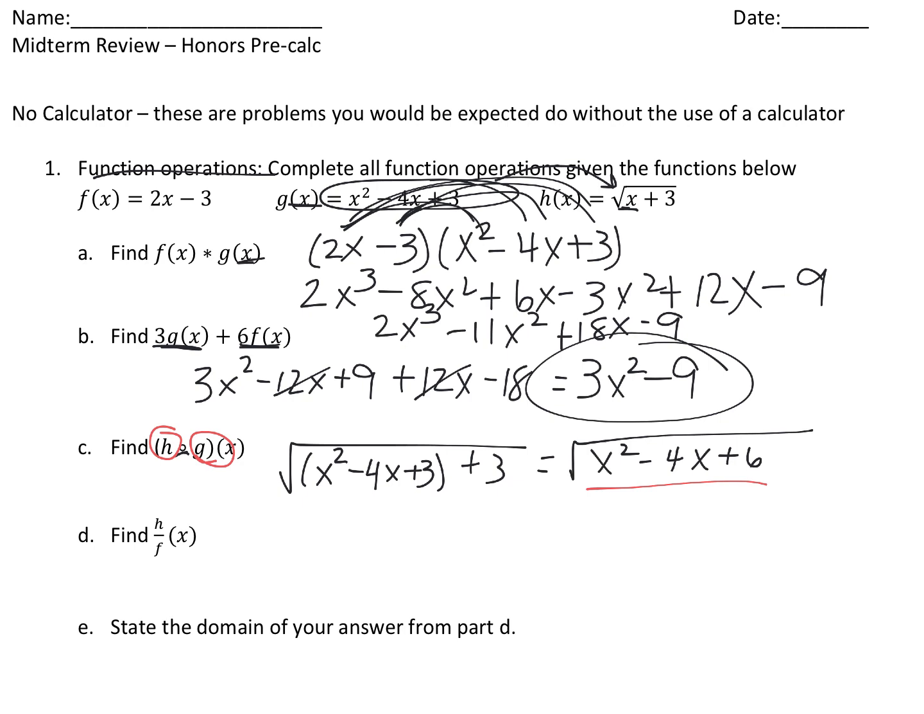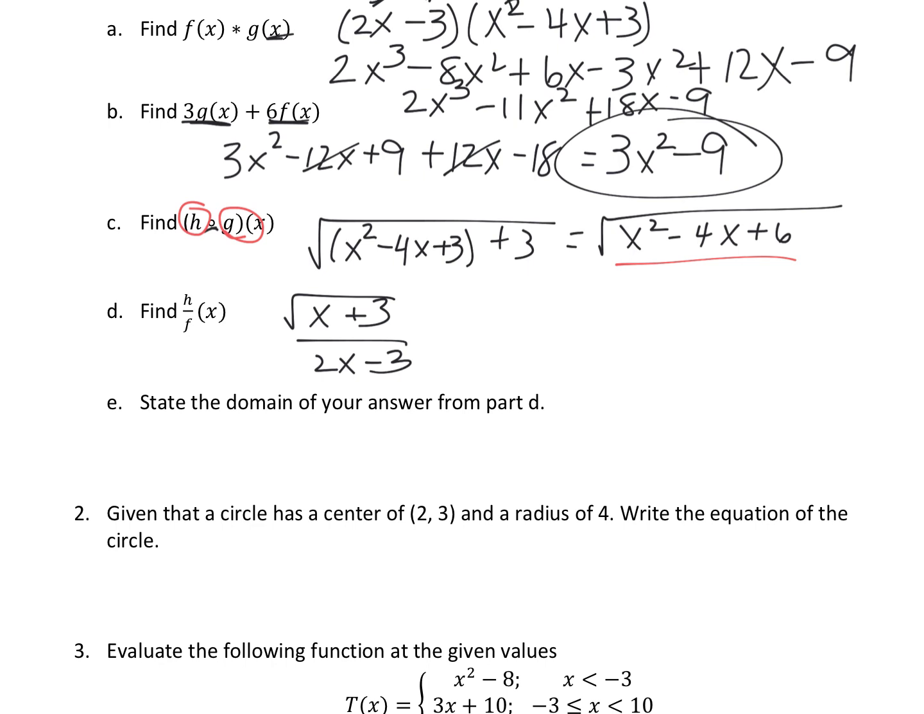So part D, find h over f. This one's really nice, so you don't have to do a lot of work. Yeah, here it is, state the domain. So in part D, we want to state the domain of this function. I can look at this function as a whole, but we have to remember that h is a square root, meaning the square root of x plus 3 has to constantly be larger than 0, meaning that portion of the function has this domain restriction.